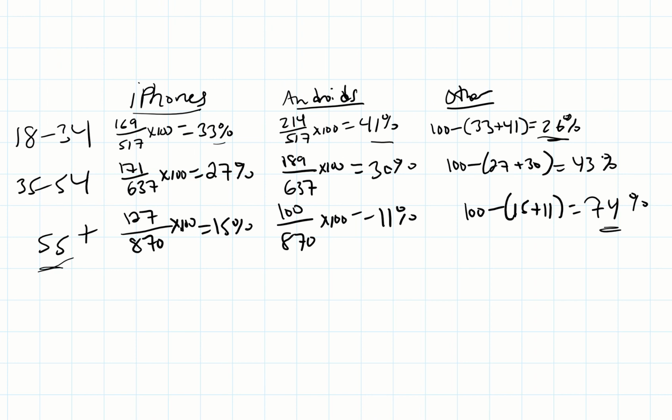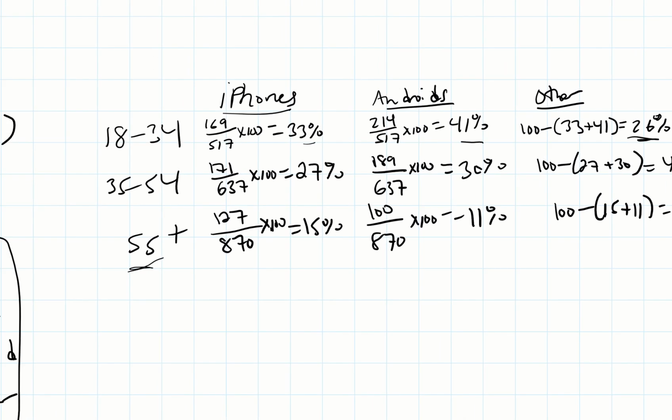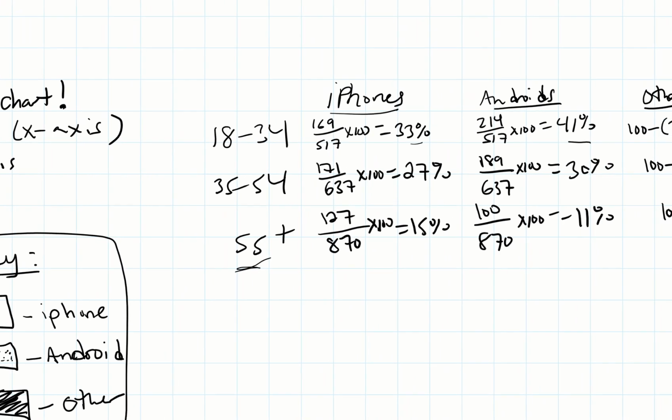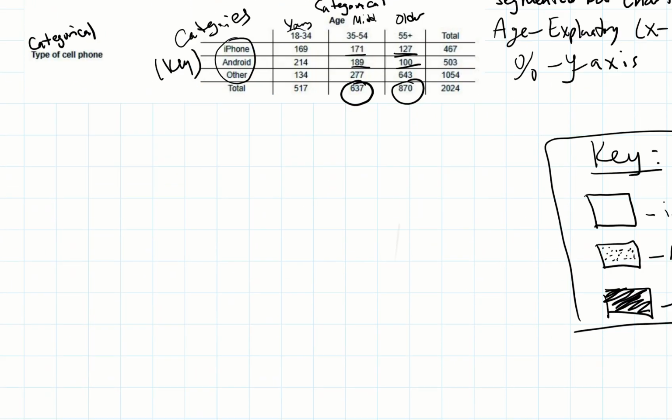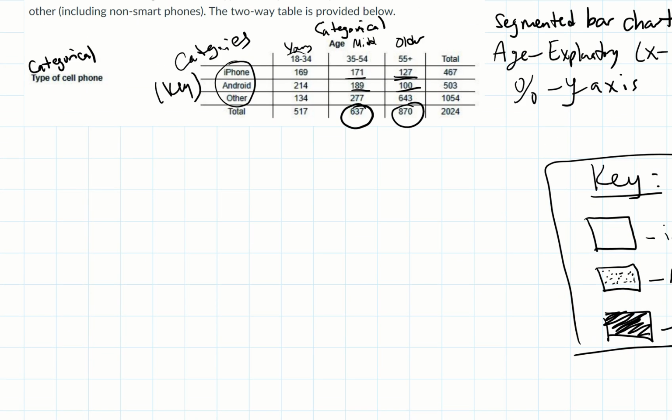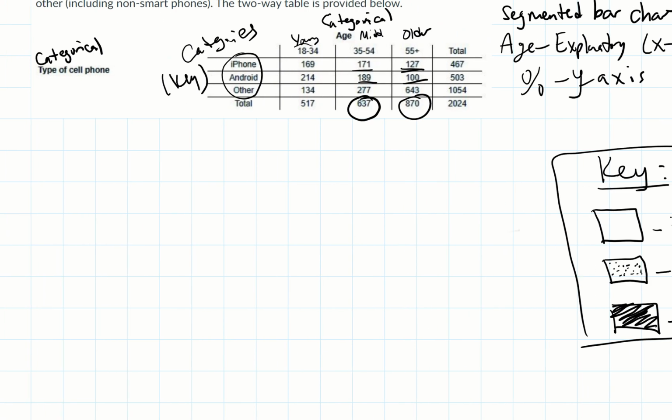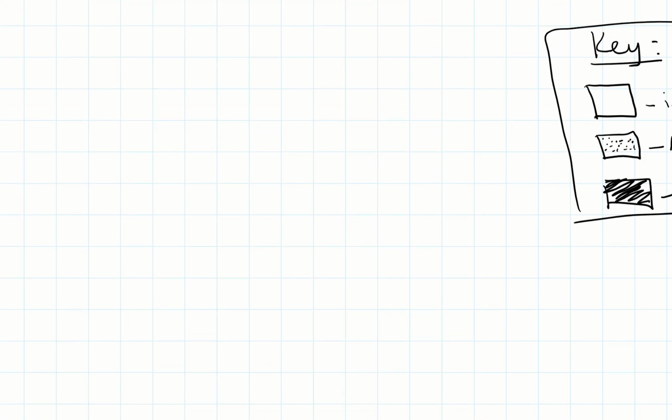So that's pretty interesting. There's definitely some kind of interesting associations going on here. So there's an association between the age group and the type of phone that they use. So we're going to be using these percentages in our graph. So let's go ahead and get started. So we have, let's go by tens all the way to 100%.